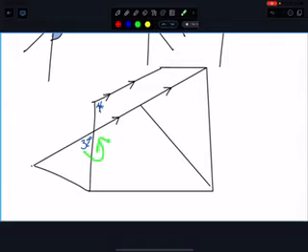32? No. 180 minus 32. Correct. This is part of 180 and then the rest. So 180 minus 32, you get 148 degrees. And if this is 148 degrees, that's 148. That is also correct.